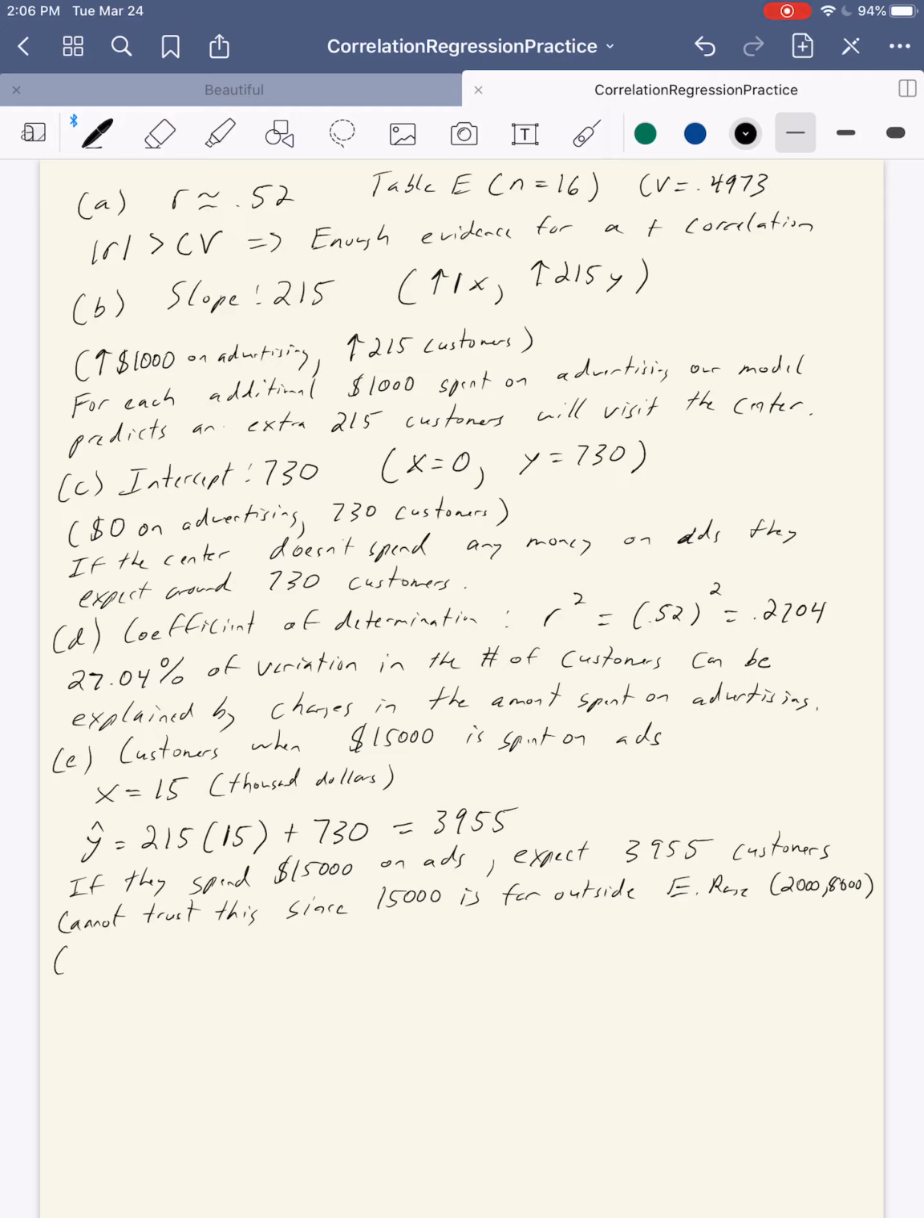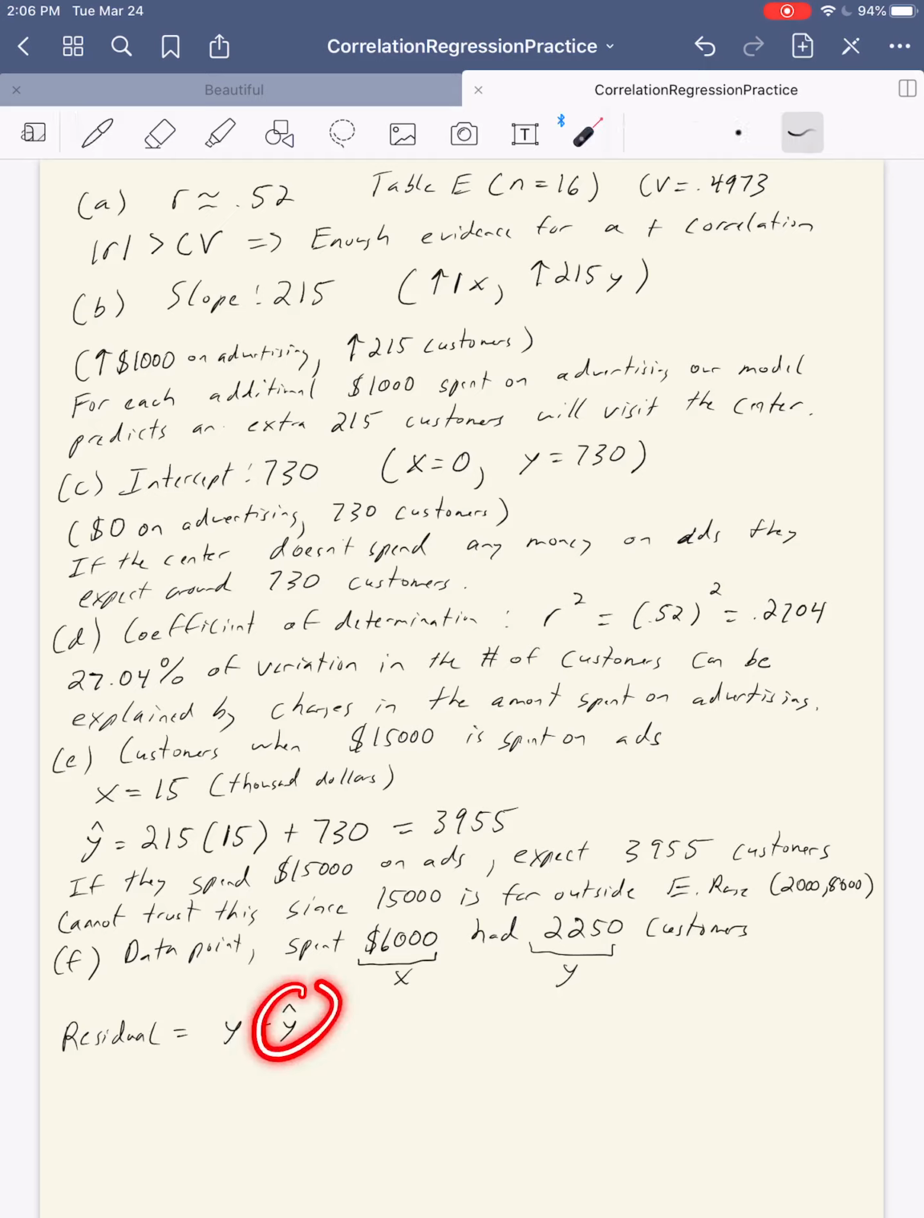All right, last part here, right? We wanted to calculate a residual. There was a data point where they spent 6,000 and had 2,250 customers. So keep in mind that this right here is our X, and that right there is our Y. The residual is Y minus the predicted. So we need to know, what does our model think should happen when we spend $6,000? So let's actually calculate that.